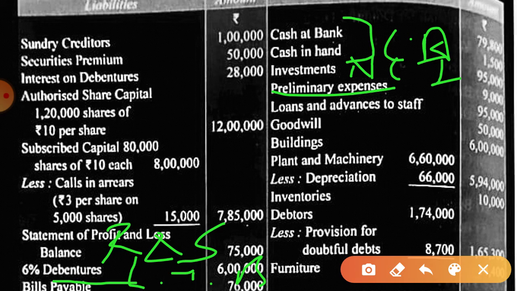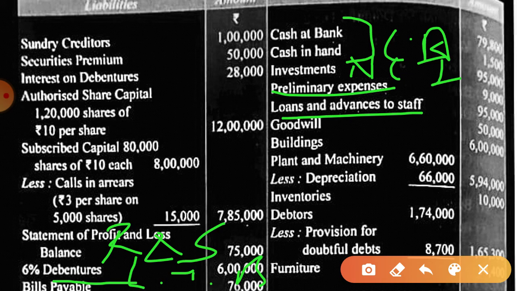Either from securities premium or statement of profit and loss account. Loans and advances to staff, yes, it is current assets, short-term loans and advances. Then goodwill, it is an intangible asset, it will be treated after tangible assets under non-current asset. Building, it's a non-current asset, tangible.